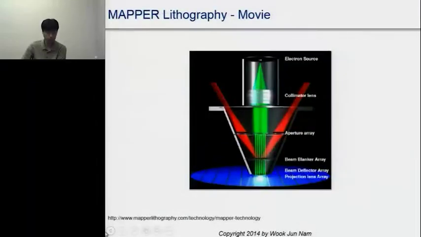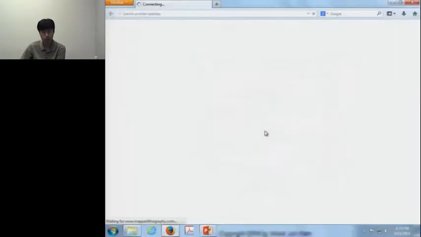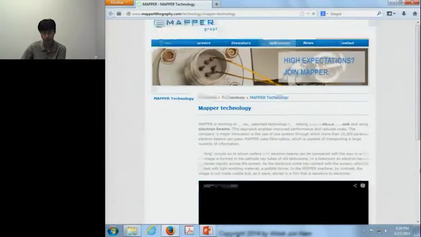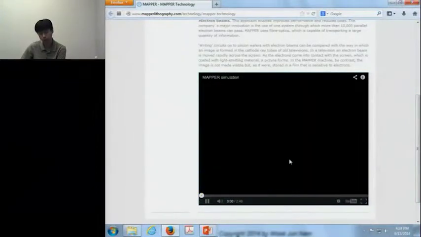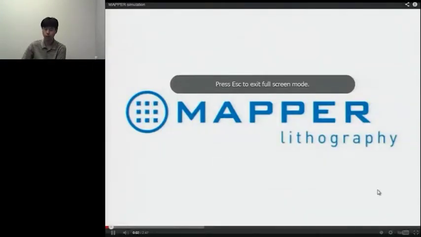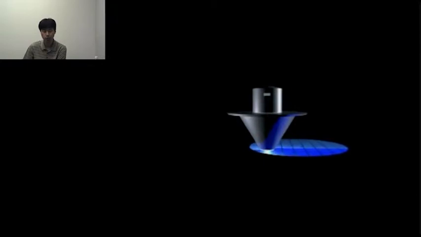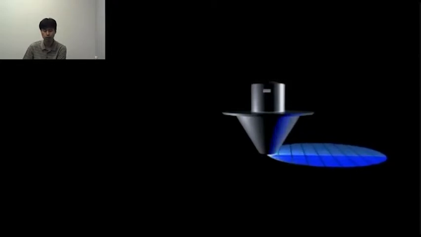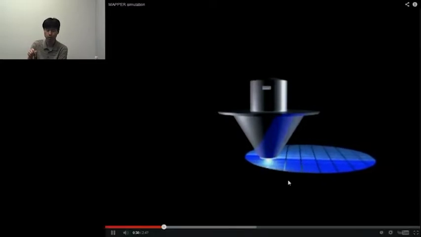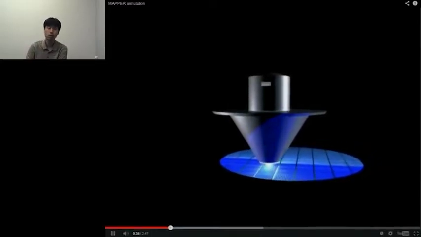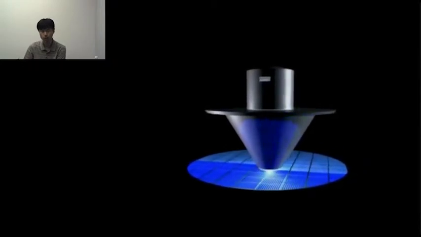So this is one example of the video. This video will show you how this multi-beam works. From a distance, it looks like a conventional electron beam lithography. It seems like the wafers are just moving around with the stage's movement, and then there is one column of the electron beam.